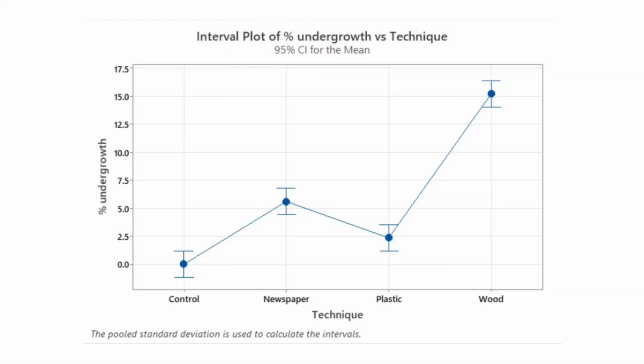And finally we have figure number 7, which is the technique versus undergrowth percentage, and it illustrates the relationship between mulch treatment and undergrowth percentage. A clear difference among treatments can be observed. For example, the plastic produced a lower percentage of undergrowth. And that would be it for my part.